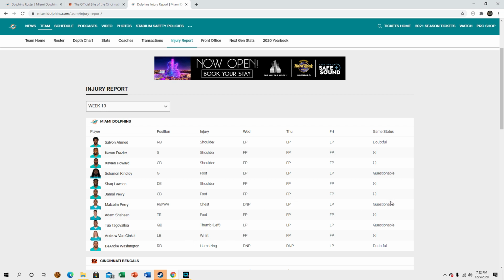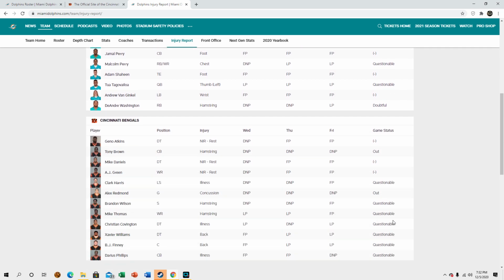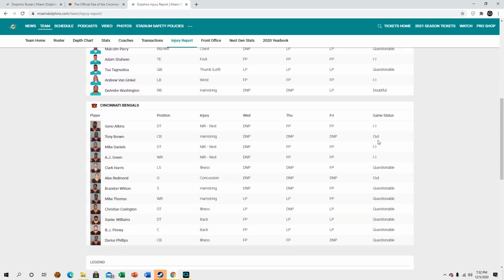But Solomon Kindley is still listed as questionable, so if he can't go, I would imagine that Robert Hunt would still be our right tackle and we'll continue to play Jesse Davis at right guard. I just assume that that'll be the case. But anyway, Tony Brown and Alex Redmond are straight up out for Cincinnati. Chris Clark, Brandon Wilson, Mike Thomas, Christian Covington. They got quite a few people that are questionable as well.